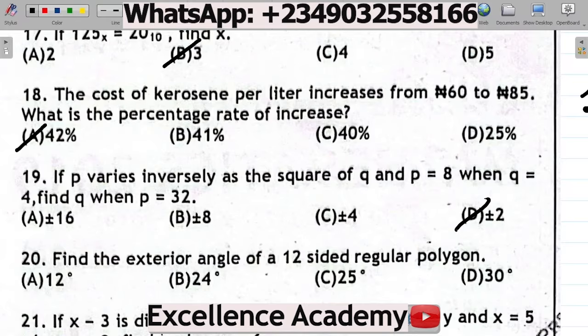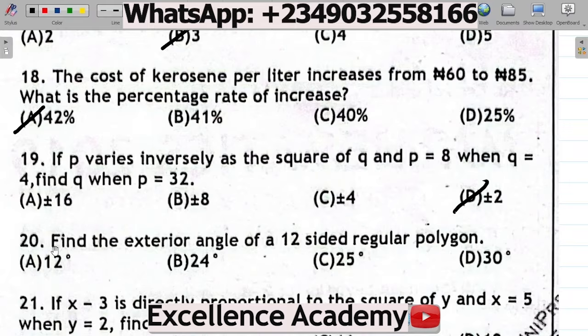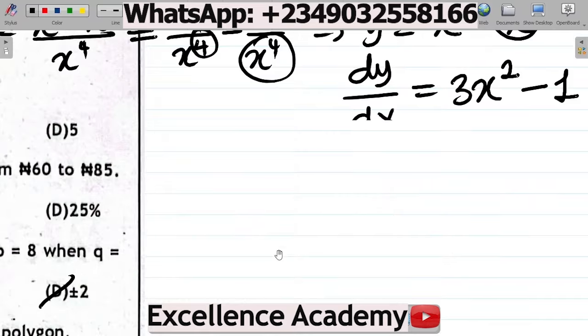Now, next up, question number 20. Let's look at question number 20. Question 20 here says, find the exterior angle of a 12-sided regular polygon. Option A is 12 degrees, B is 24 degrees, C is 25 degrees, D is 30 degrees. All right. So how do we solve question 20?